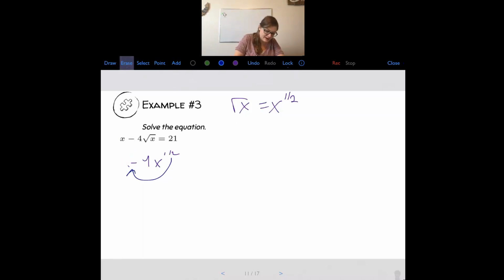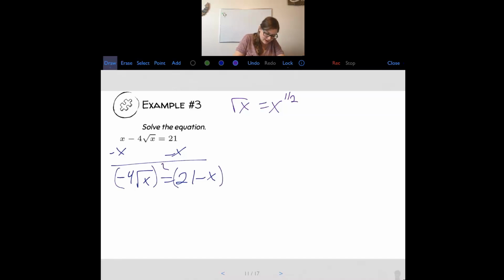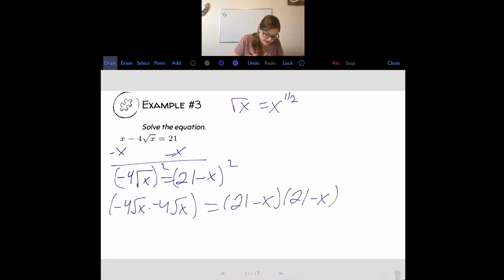Okay, so to do that, we will subtract x from both sides to get negative 4 times the square root of x is equal to 21 minus x. Okay, and now we square both sides. So this means negative 4 square root of x times negative 4 square root of x, and on the right hand side this means 21 minus x times 21 minus x. Okay, so on the left hand side, negative 4 times negative 4 is positive 16, and square root of x times square root of x is x.